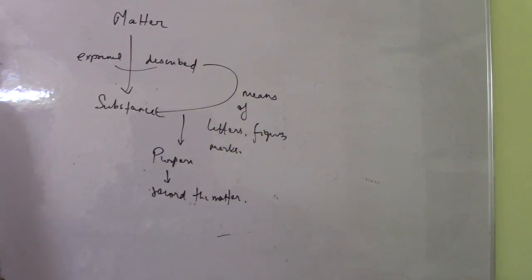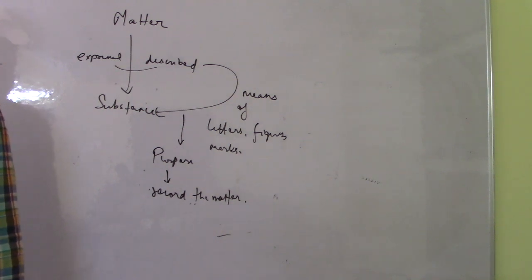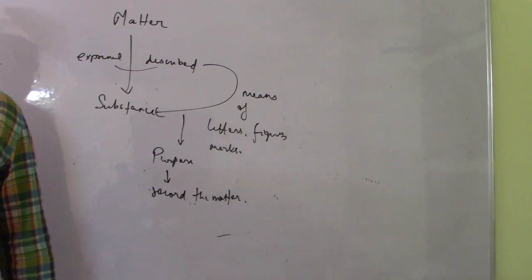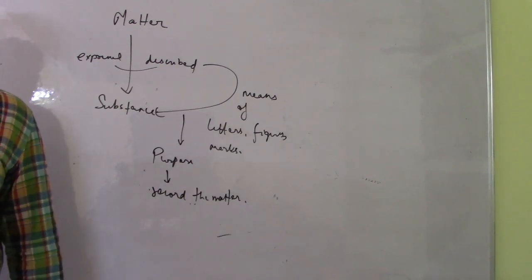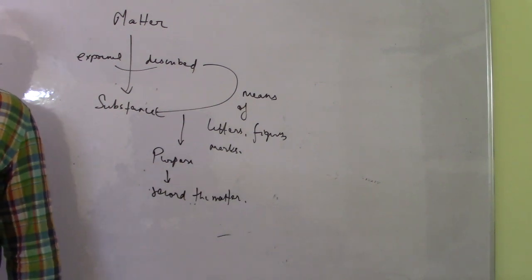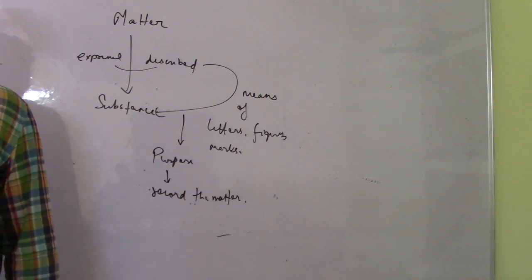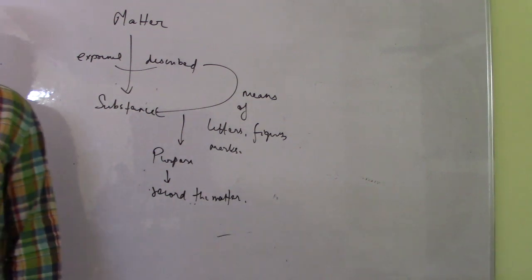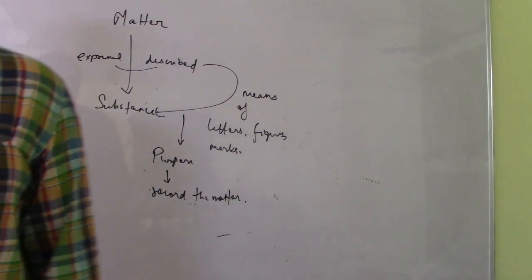Expressed or described could mean embedded also, right? By means of letters, figures or marks. You must have seen when you look at the tapes, there is a certain pattern and design on it. That is the letters, figures or marks. And the purpose over here is to record the matter. So it comes under the definition of document, but more specifically electronic document.